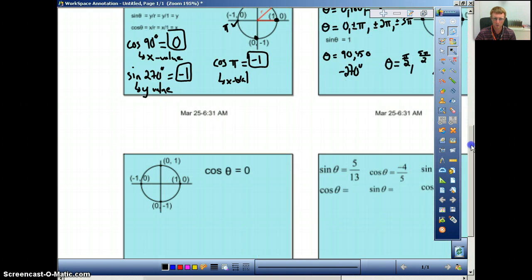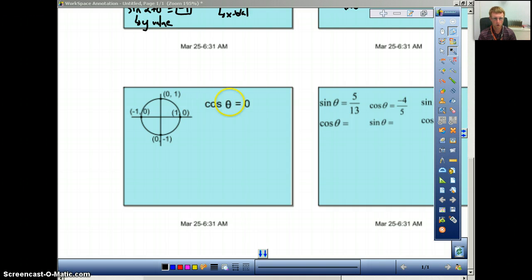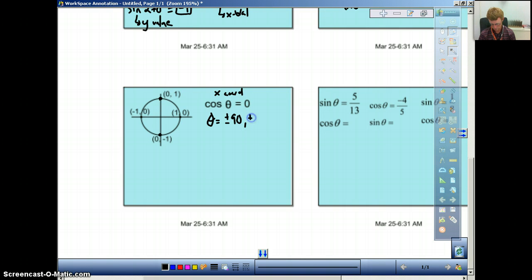So down here, I'm gonna go through this a lot quicker because it's the same idea. Cosine of theta equal to 0. Well, what is cosine? Cosine is our x-coordinate. So where's our x-coordinate equal to 0? Well, it's equal to 0 here and here. So theta is going to equal, and in this case, we can go back to our pluses or minuses because we're hitting both of them. So plus or minus 90. And then we have plus or minus 270, and then so on from there.